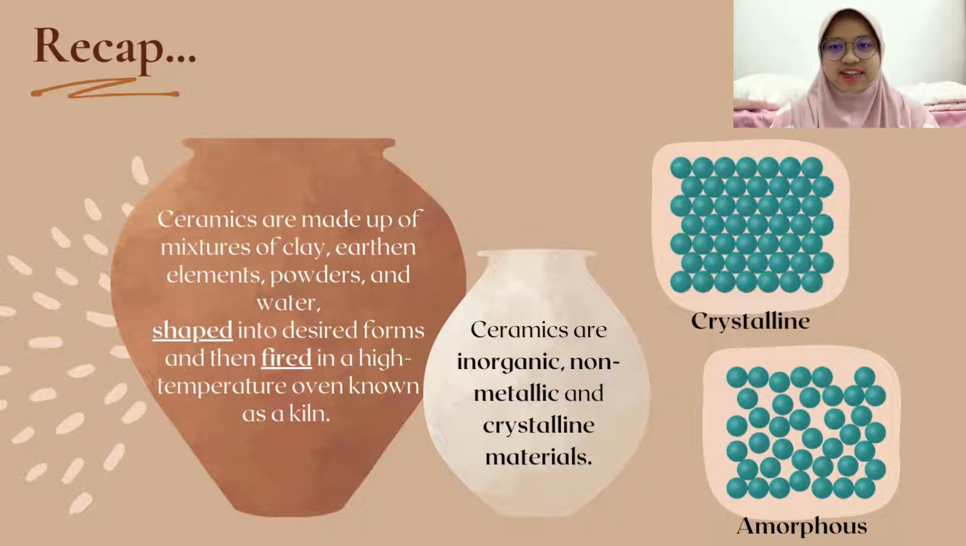So first, let's recap last week's presentation where they explained the meaning of ceramics, which is that ceramics are made up of mixtures of clay, earthen elements, powders and water, shaped into desired forms, and then fired in a high temperature oven known as a kiln. So ceramic will be shaped and then fired to produce ceramic materials.